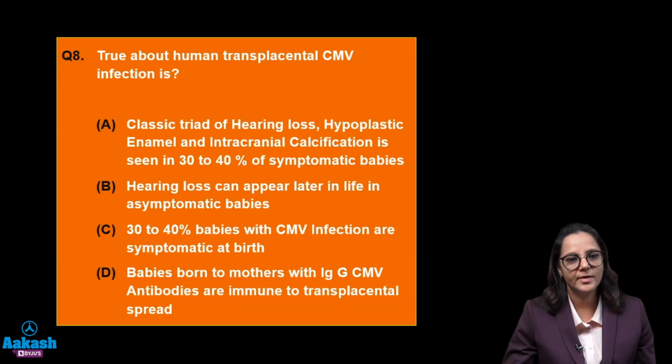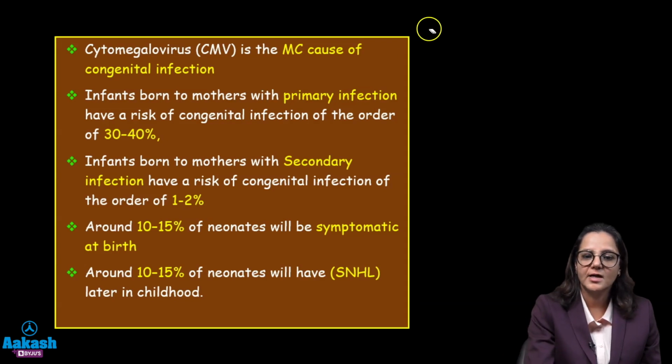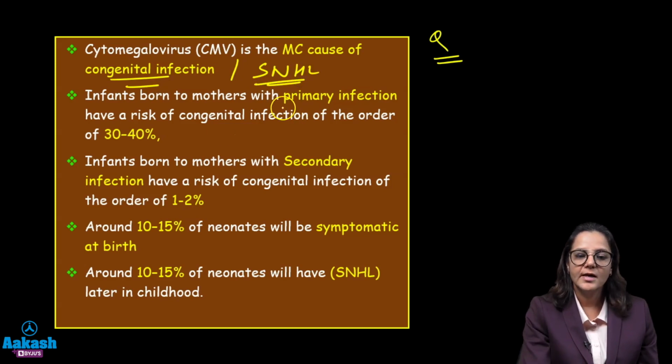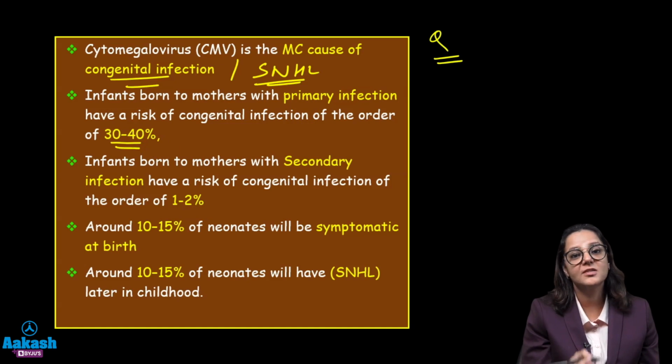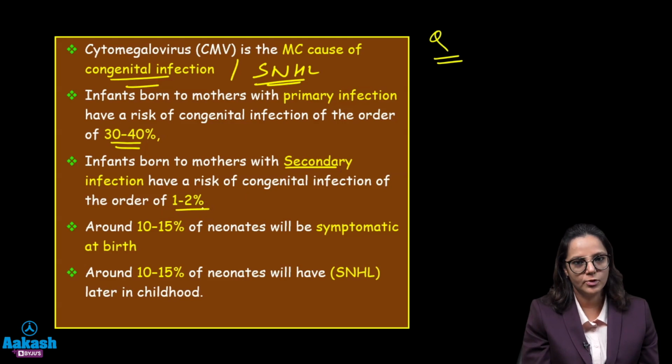What is true about the cytomegalovirus infection? Let's go through the explanation first. Each and every point in this chart has been asked as a question, so please remember everything. Cytomegalovirus is the most common cause of congenital infection. It is also the most common and leading cause of sensorineural hearing loss. Second point, if the mother has a primary infection, which means she has been infected for the first time, then the risk that the baby is going to have congenital infection is 30 to 40%. If the mother has been previously infected and is now infected for the second time, which is a secondary infection, the risk for congenital infection is 1 to 2%.